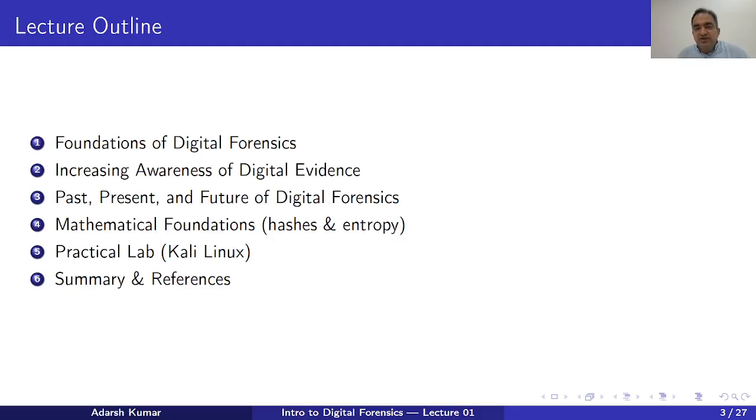This lecture outline is a roadmap of six blocks: foundation, awareness, historical evolution, mathematical foundation, Kali Linux labs, then summary and references. Encourage students to treat it as a checklist. After class, they should be able to give one concrete example under each heading, such as awareness illustrated by a first responder photographing a phone screen before seizure, or math illustrated by hashing a Universal Serial Bus (USB) image before and after acquisition.